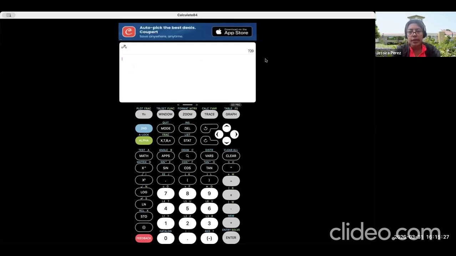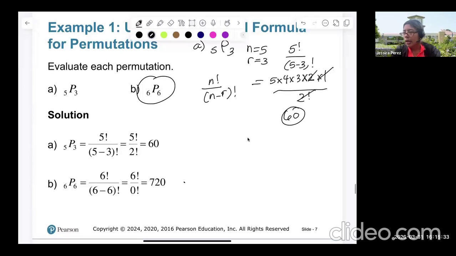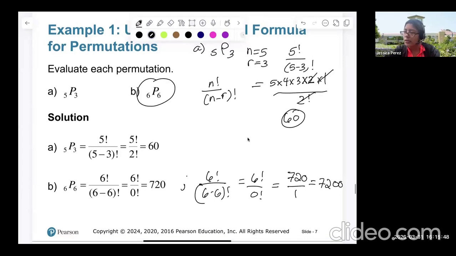We can also calculate this by hand. Again, if we are trying to do this by hand, we have 6 factorial over 6 minus 6 factorial. It's 6 factorial over 0 factorial. But 0 factorial is 1, and 6 factorial is 720. So then the answer should be 720.